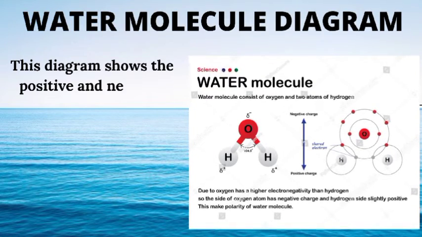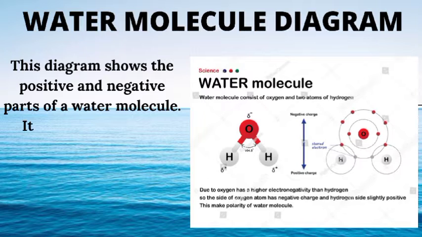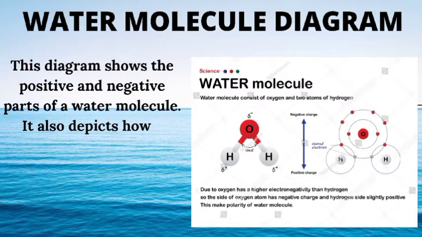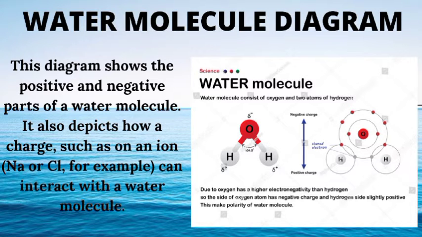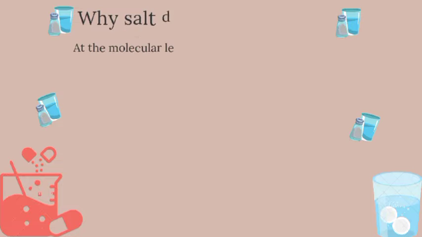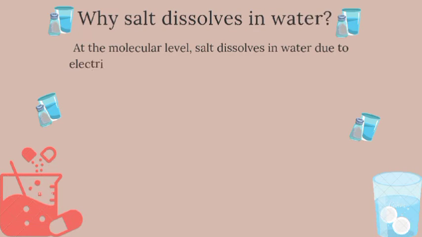Water molecule diagram. This diagram shows the positive and negative parts of a water molecule. It also depicts how a charge, such as an ion, sodium and chloride for example. Why does salt dissolve in water?